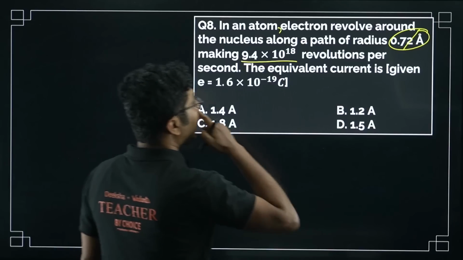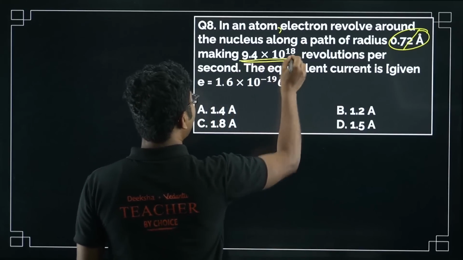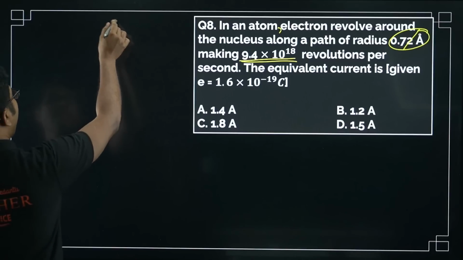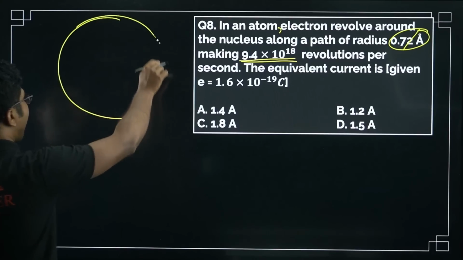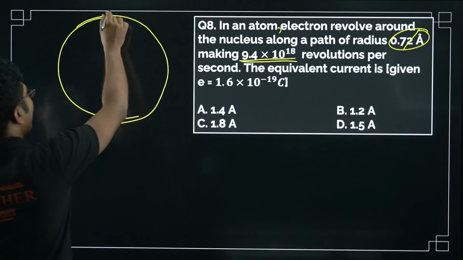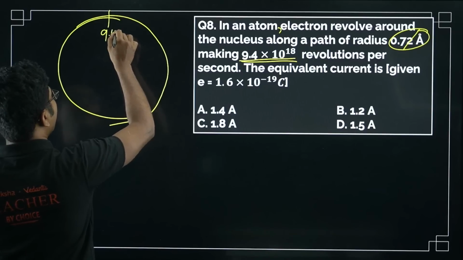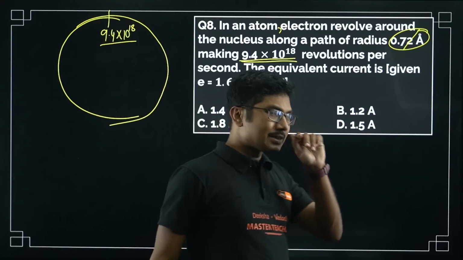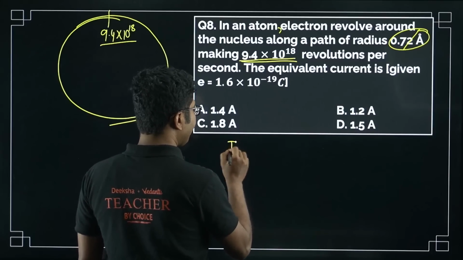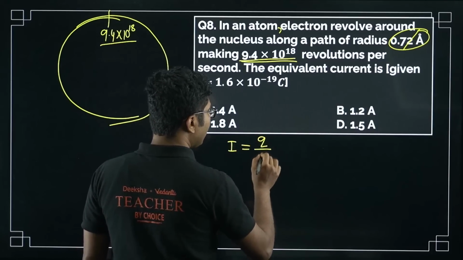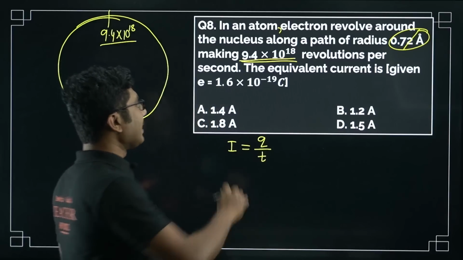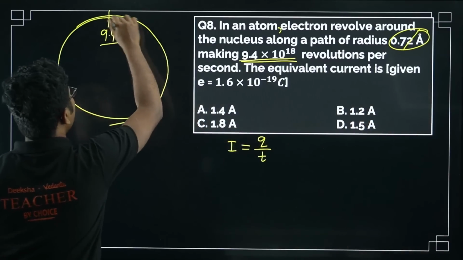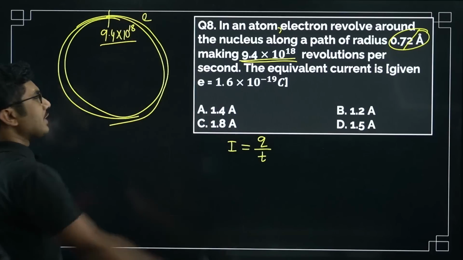So they are making 9.4 into 10 to the power of 18 revolutions per second. So an electron is rotating like that. Now what is the definition of current? Definition of current is I is equal to Q by T. That's it. Now in one revolution, what is the charge flowing? E charge. If the electron is rotating only once, that means only E amount of charge is flowing.